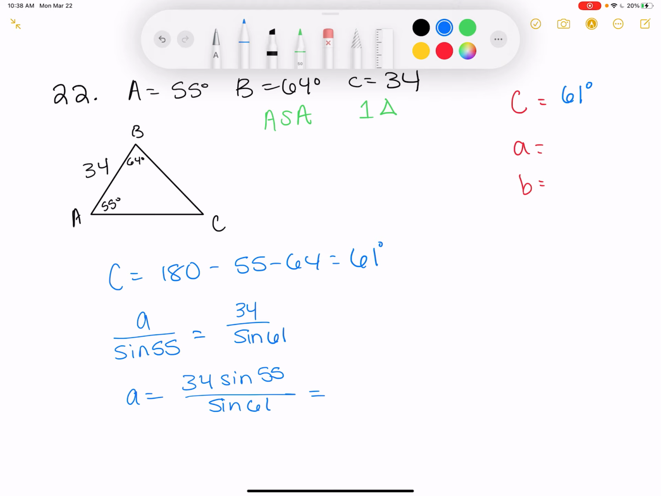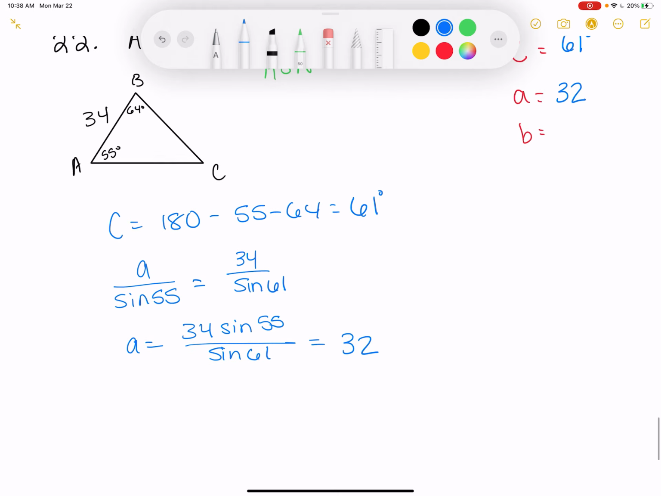So what is A? One second. 6? No, it's not 6. 6 is really small. Is it a big number? 32. Yeah, that's A. All agree?